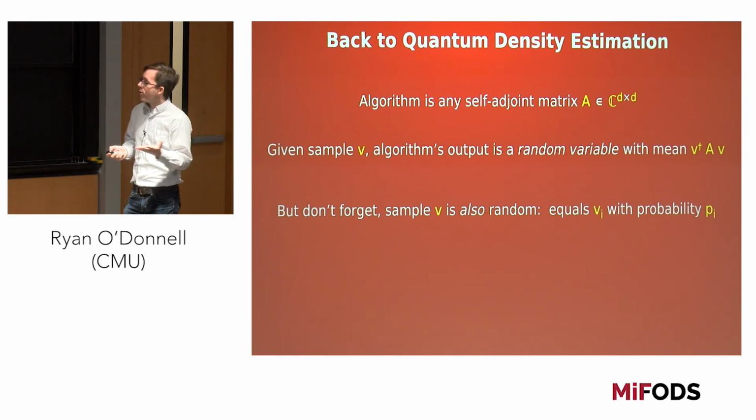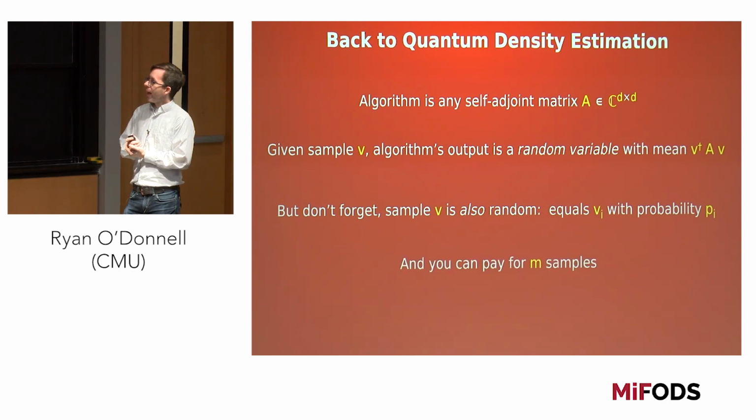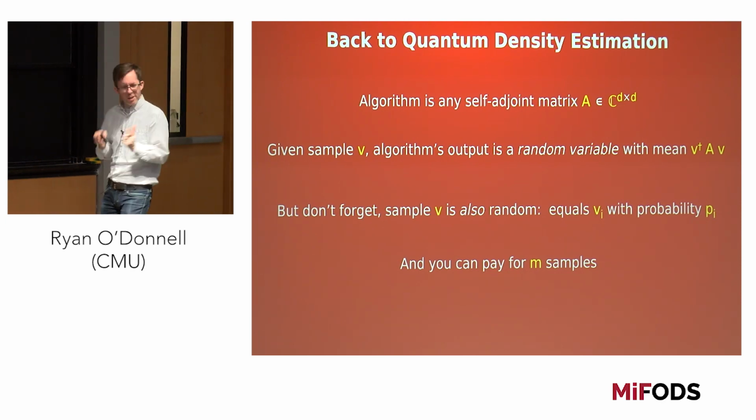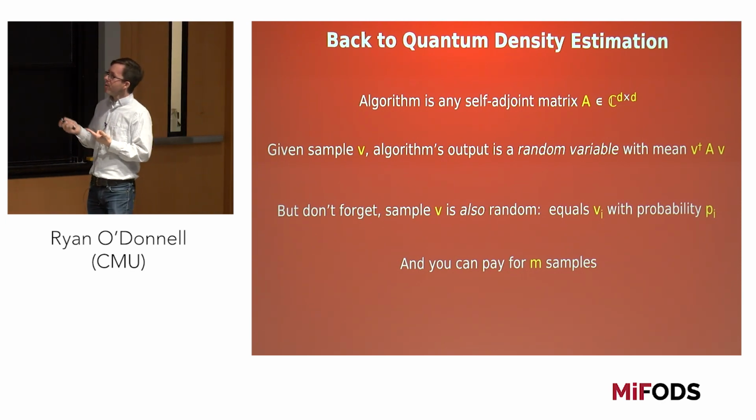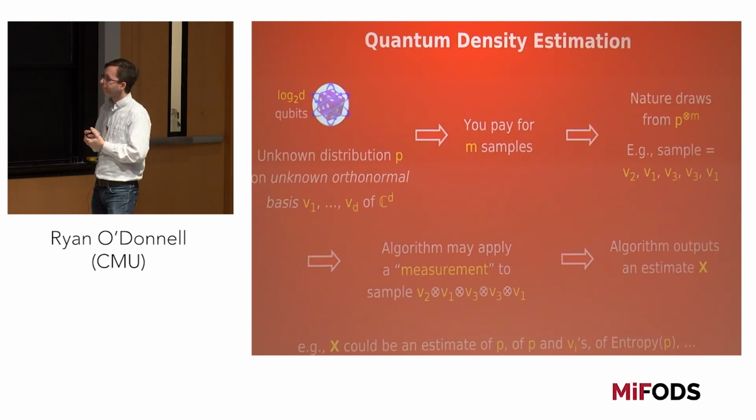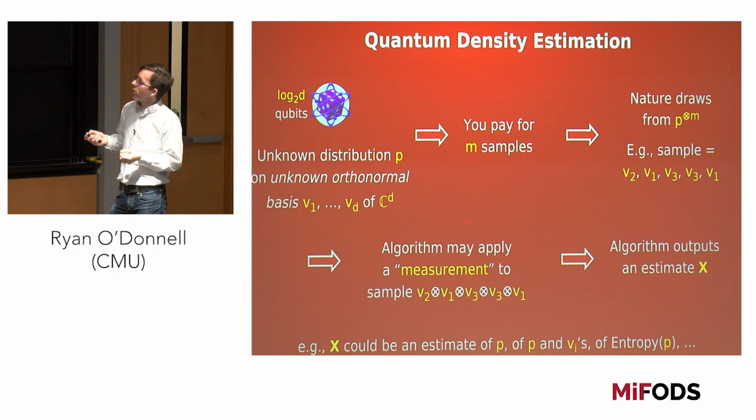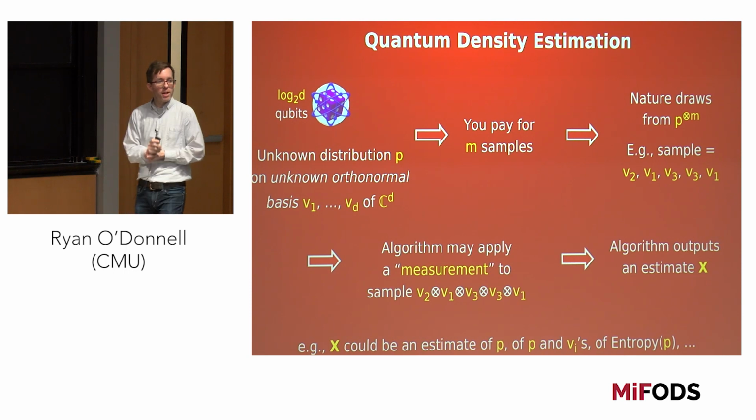As was mentioned, don't forget that the sample v itself is random. OK? Remember, it equals v_i with probability p_i. And another thing to not forget, which is making things more complicated, but it's still early, is that this is all if you have one sample. You can actually pay for m samples. OK, so this is the picture, remember. You have this unknown probability distribution on vectors. Pay for m samples. Nature draws m samples. And you can apply whatever measurement you want to the samples to make your output estimate x.